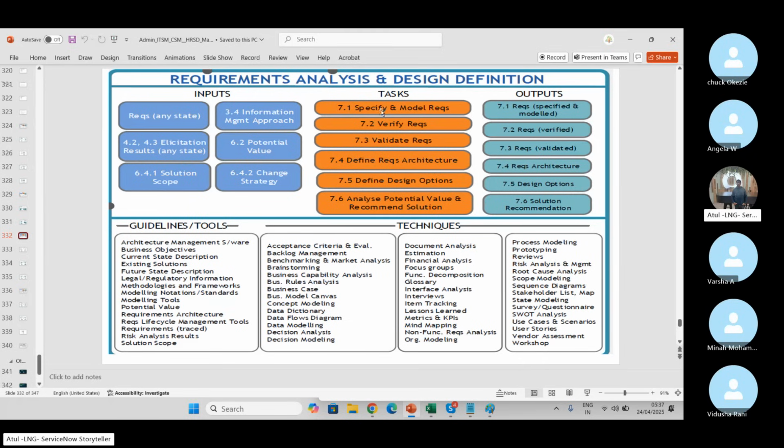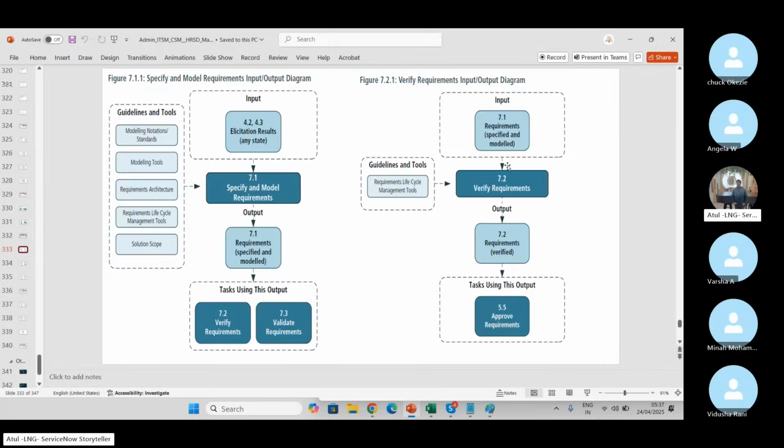Once you get your model specified, now for the verification part. What is the verification? Verification says that the requirement and the design which you have written are as per the standard and can be used for the next purpose. Next purpose means use for the development.